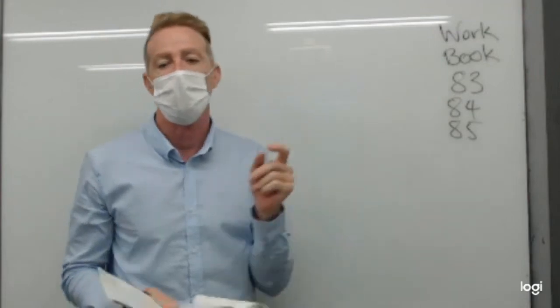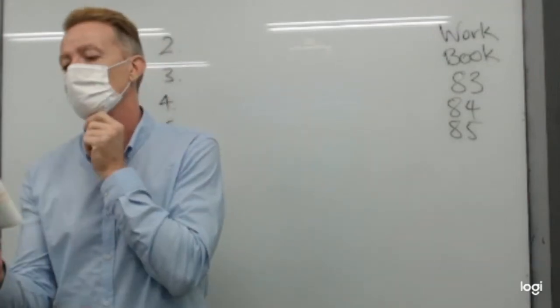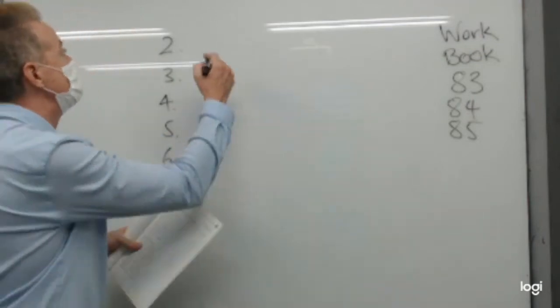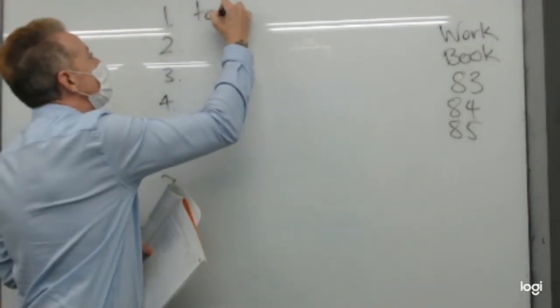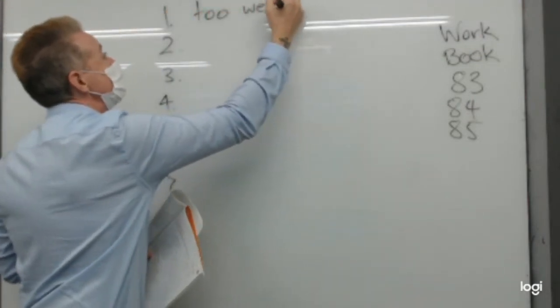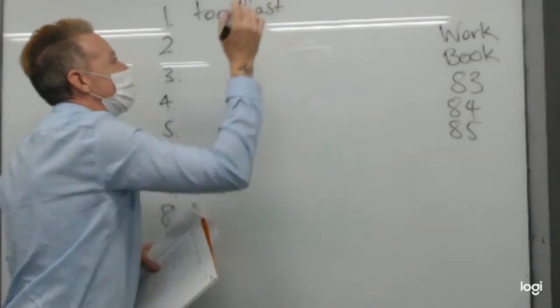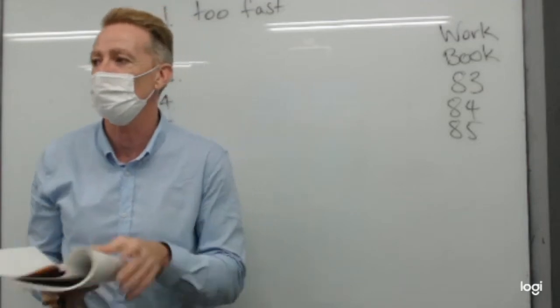All right, exercise B, page 83. We have to circle the correct verb. West, start with you, please. Number one. "He always drives too fast." Too fast. You always drive too fast.